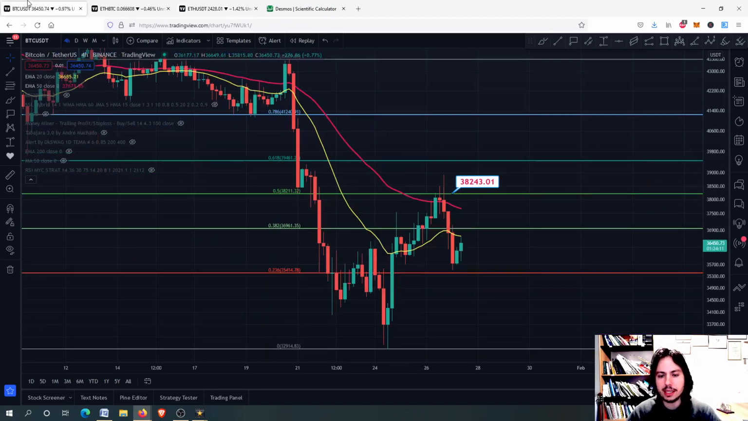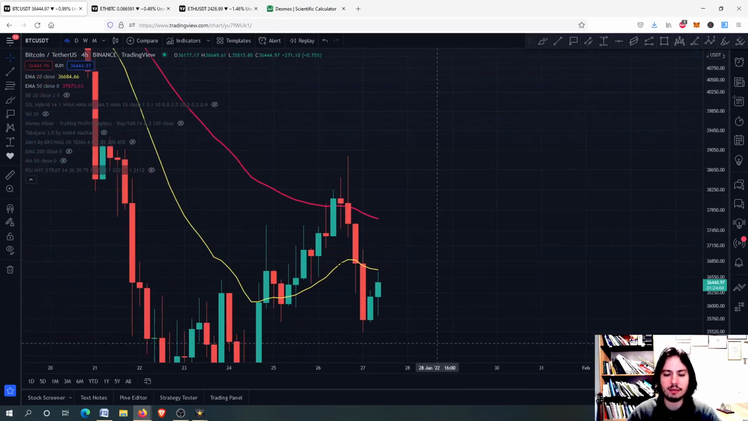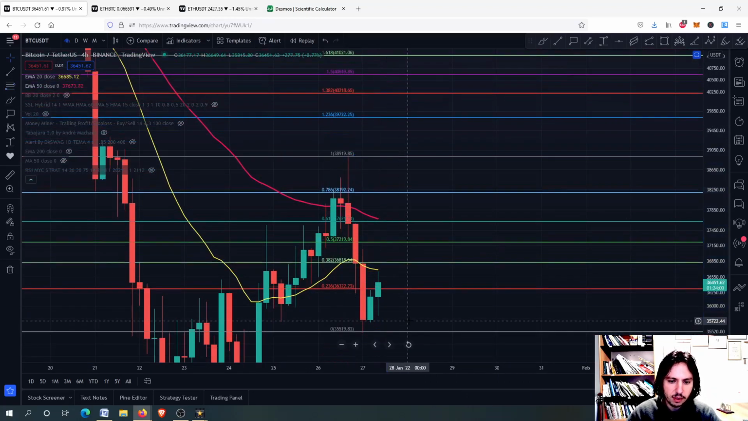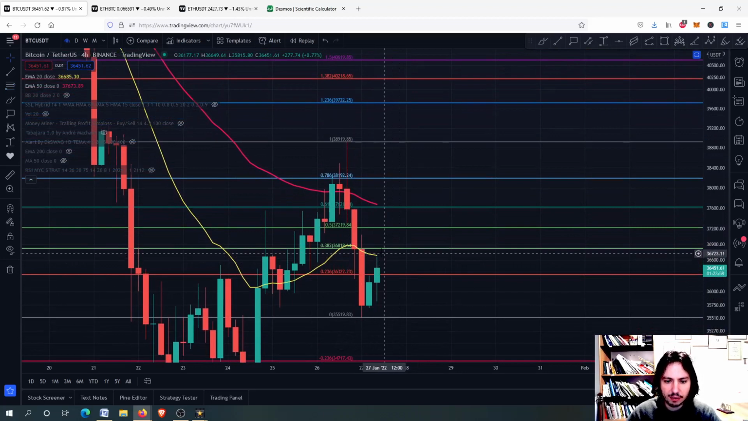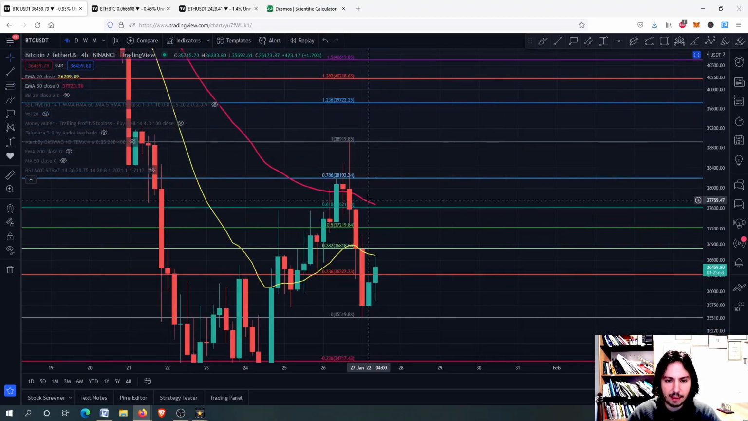Let's go back to Bitcoin and see the next price targets as well. So what we are going to do right now is have a Fibonacci retracement from the top to the bottom. Okay, now you can see that we have the 20-day EMA right here as a resistance level. We also have the 50-day EMA at the 0.618 Fibonacci retracement.